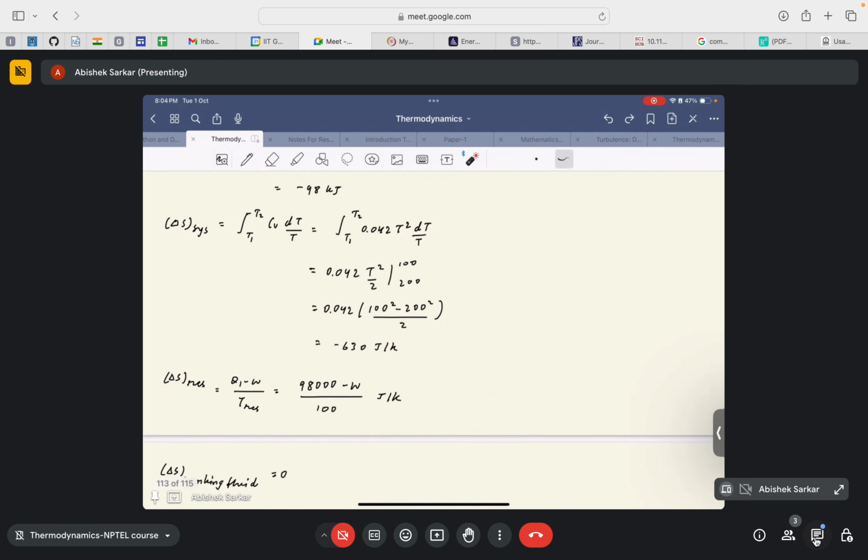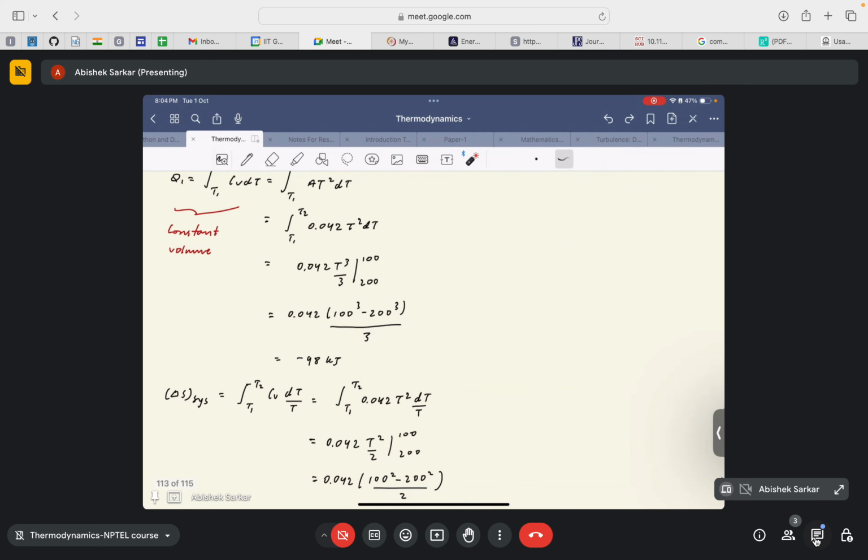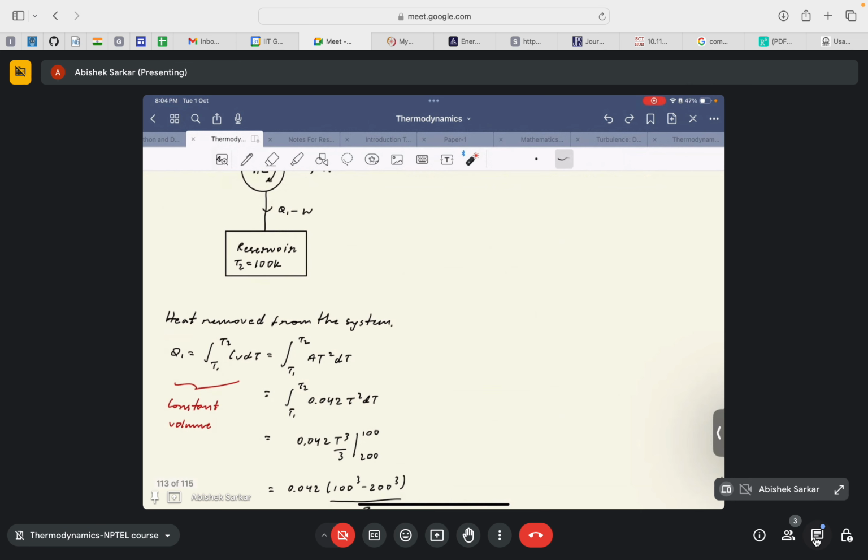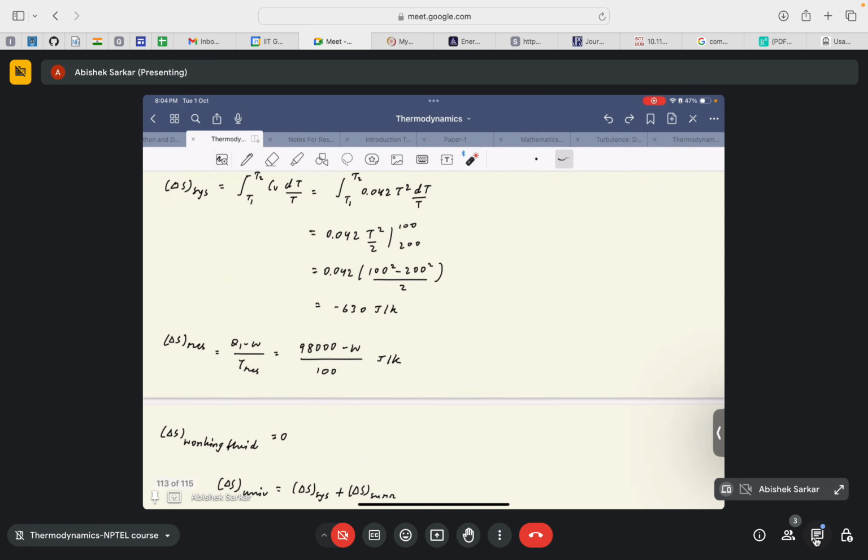Now for the reservoir, if I go back to the diagram, the reservoir absorbs the heat of Q1 minus W that is rejected from the heat engine. So delta S reservoir would be Q1 minus W, which would be 98,000 joules minus the net work W, divided by 100, which is the temperature of the reservoir. It's 100 Kelvin.